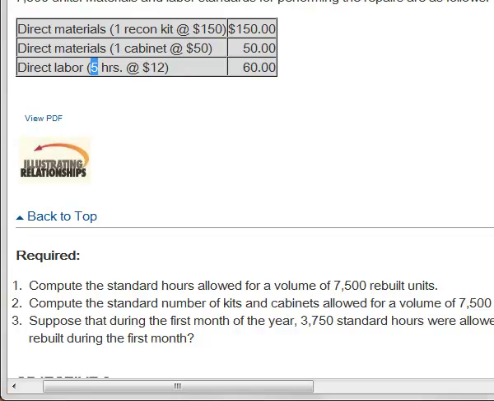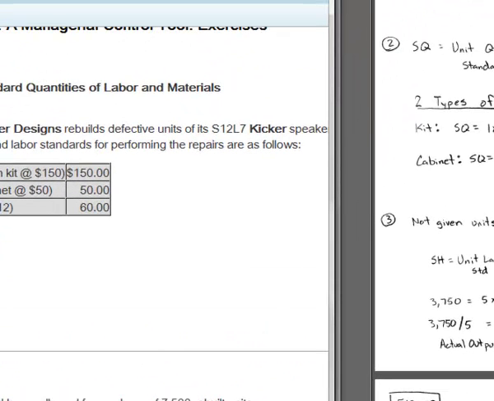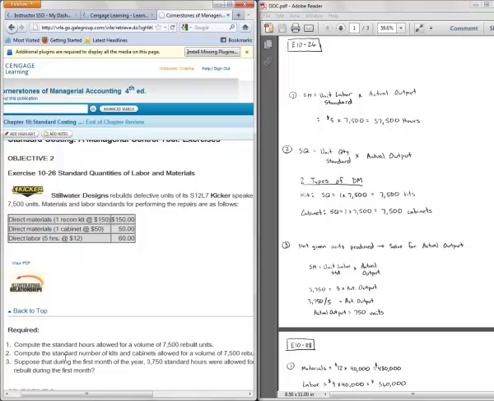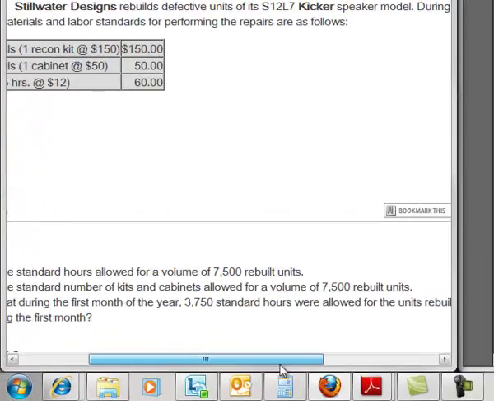And then we're going to be looking for the actual output. If we look at the actual question here, we're told the volume of the output. So from there, it's a simple multiplication, and we see that it's 37,500 hours. Next up, the standard number of kits and cabinets allowed for a volume, again, of 7,500 rebuilt units.